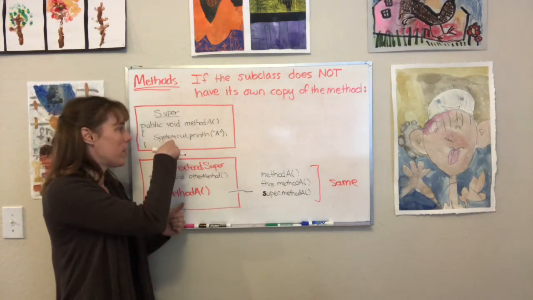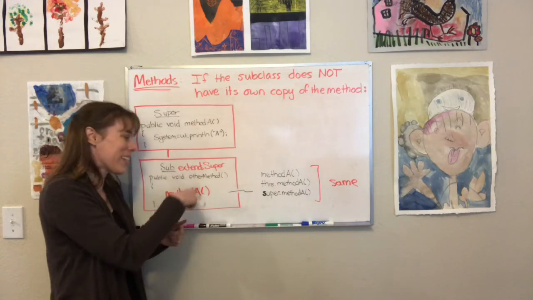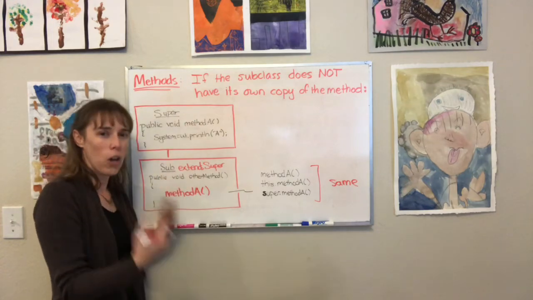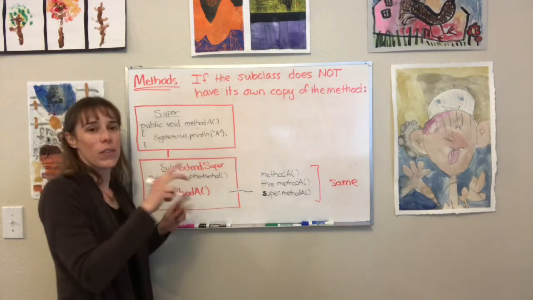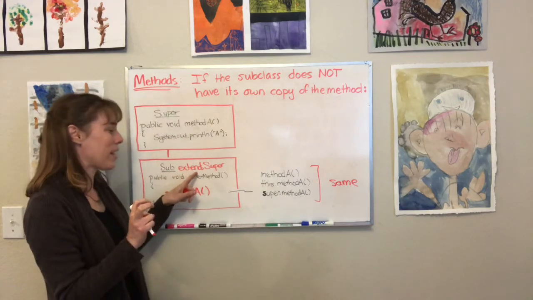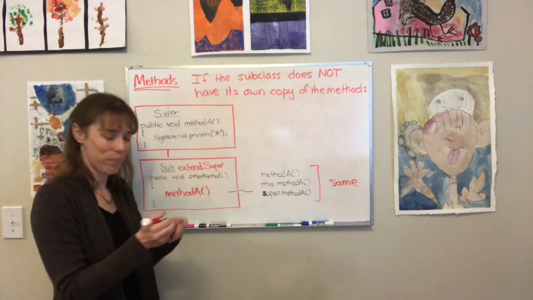So if this one doesn't have its own method A, and you call method A, it's going to go up and look for it in the rest of the class, because it's an extension of this thing, okay?